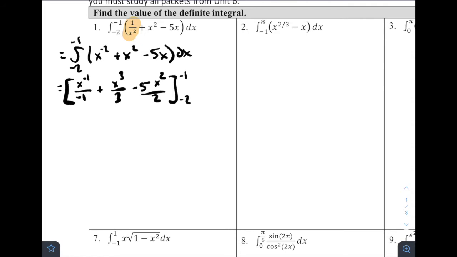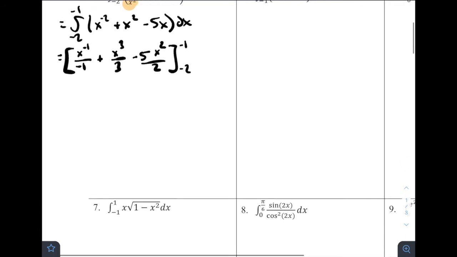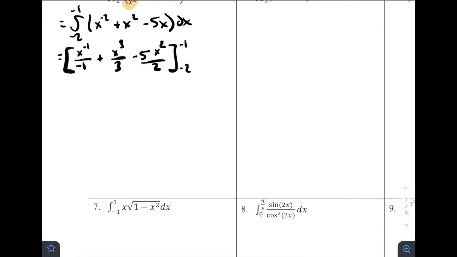We then need to plug in our limits of integration using our fundamental theorem of calculus. But again, I'm going to simplify this first. I don't really like having negative exponents before I do that. So this is the same thing as -1 over x plus x cubed over 3 minus 5 over 2x squared from -2 to -1. Now, if we do that FTC, plug in the -1 first for all the x's, then we're going to subtract, then we're going to plug in -2 for each of those x's, and then we simplify, and then we're going to be done.